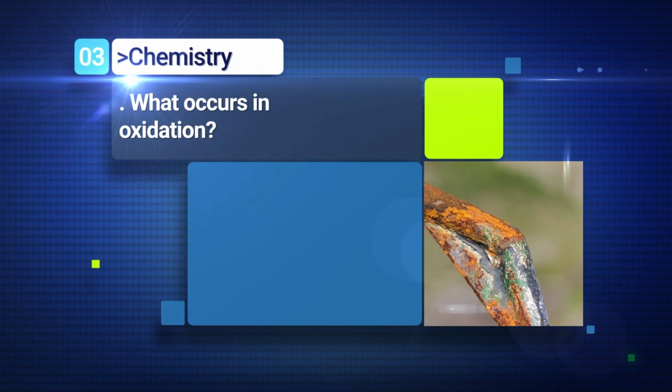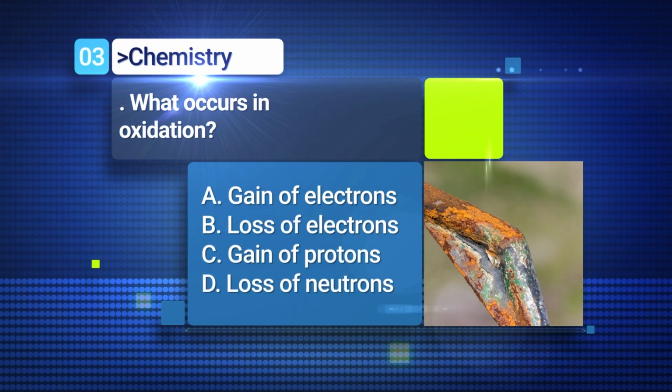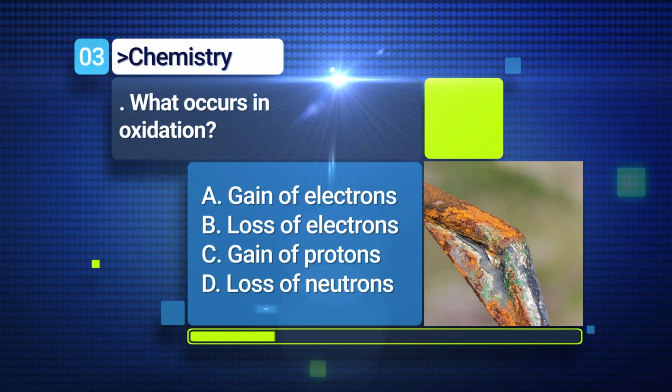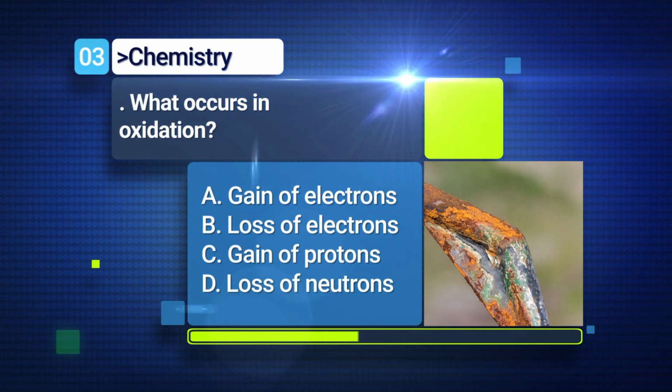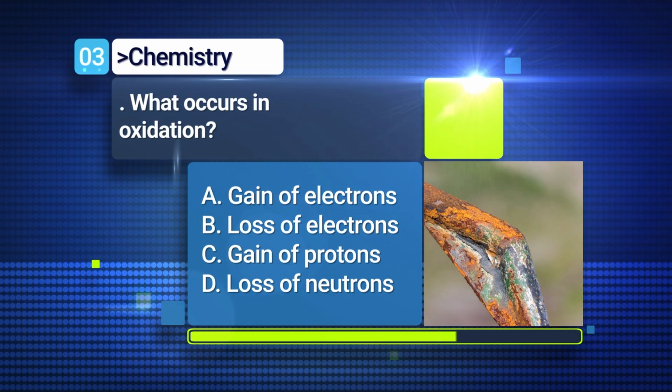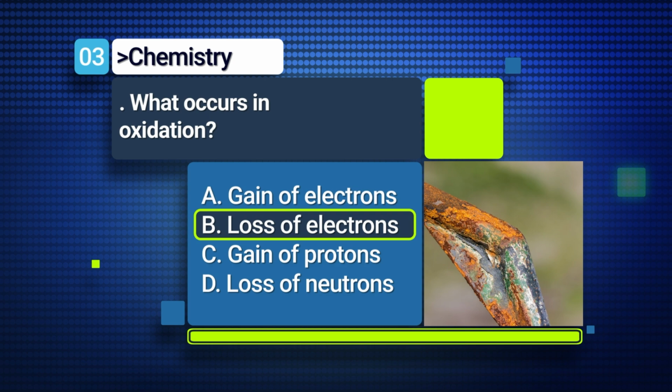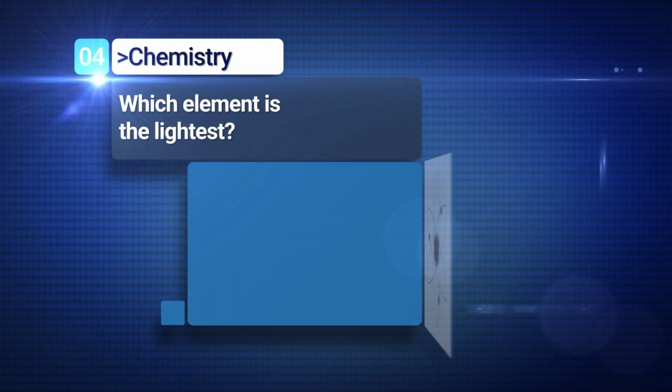Question 3. What occurs in oxidation? A. Gain of electrons, B. Loss of electrons, C. Gain of protons, or D. Loss of neutrons? The answer is B. Loss of electrons. Question 4.